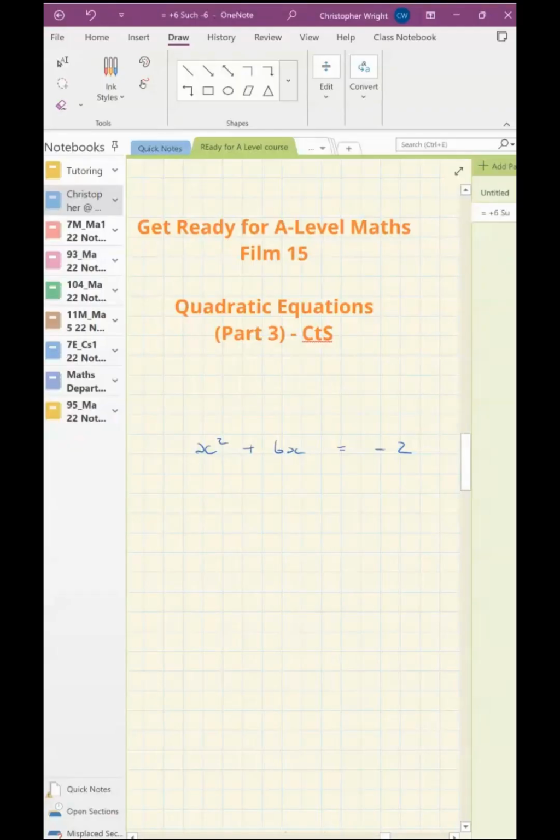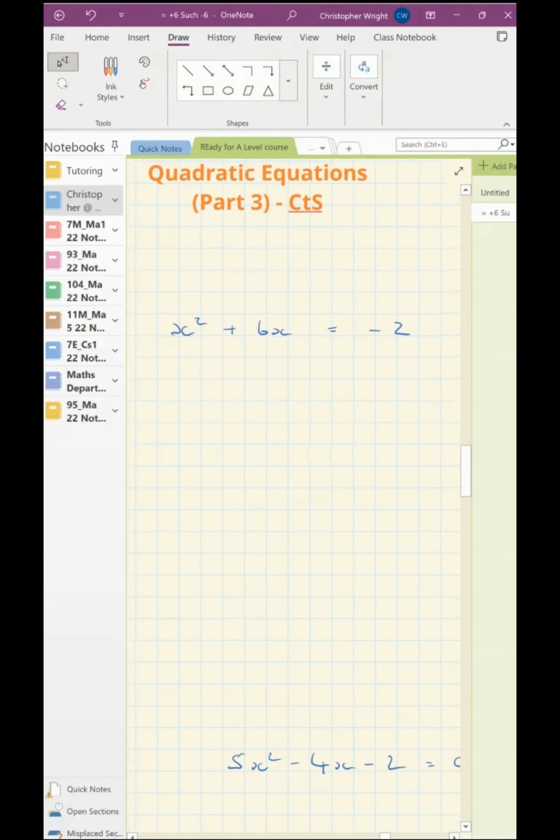Right here, we're getting ready for A-Level Maths Film 15, solving quadratic equations by completing the square. Let's have a look at this equation here.